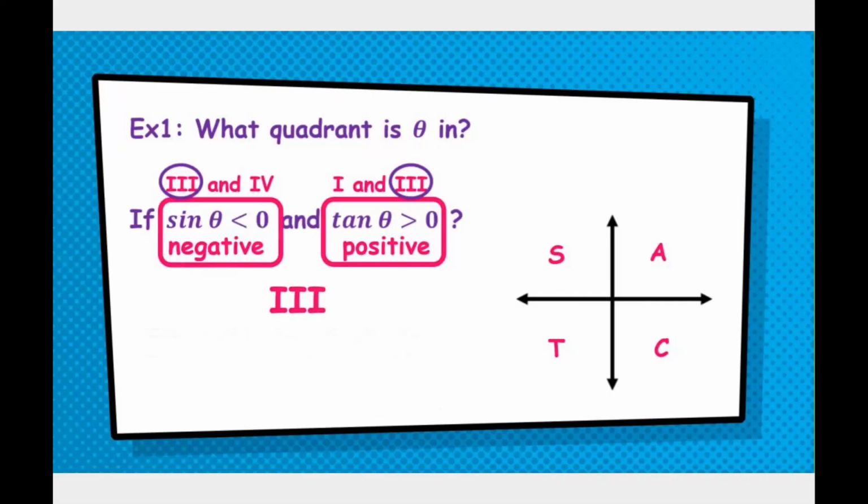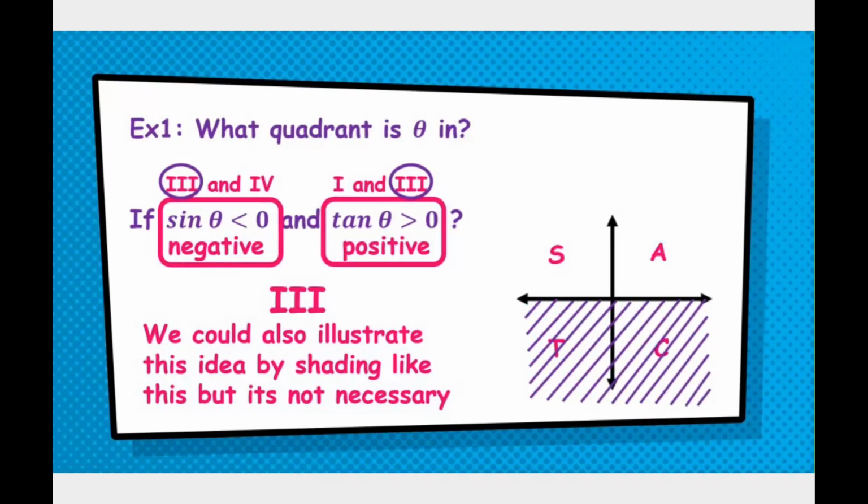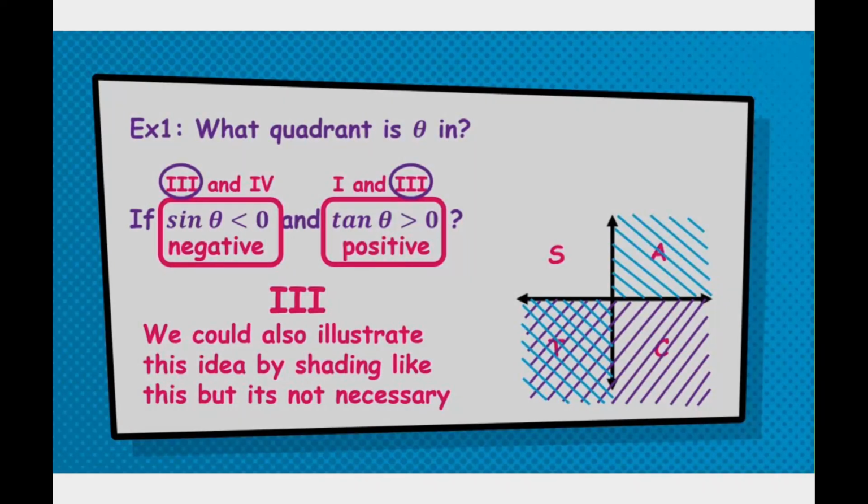It's in quadrant 3. Another way we can do this is, if you want to take the time, you can shade this too, if you don't want to write this out. So if I want to think about where is sine negative, it's negative in quadrants 3 and 4. So if I shade that, and then I shade where tangent is positive, and I see where they overlap, that's in quadrant 3, like that.